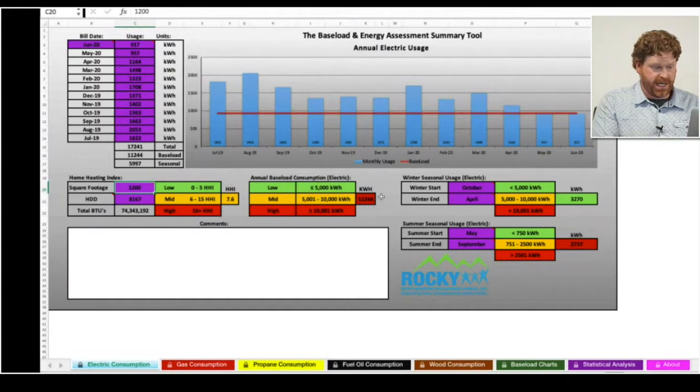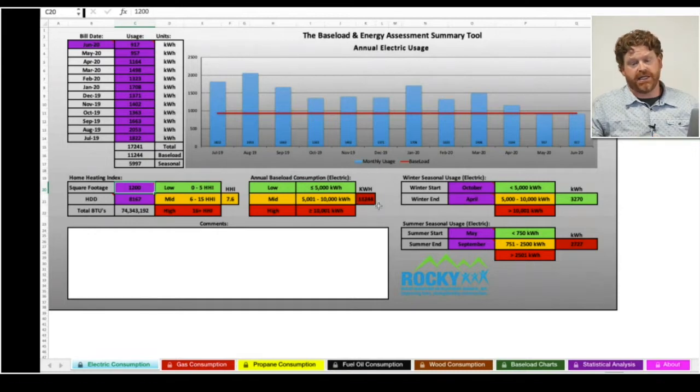You'll notice that this populated as red, which means that it's high usage. Over here we have our seasonal usage, which is 3,270, and that's been populated as green, so we know that that's low. Our summer seasonal usage is red at 2,727, and that's in the high range. So already we know that our base load is going to be a topic that we want to discuss. Now, this client also has gas usage.